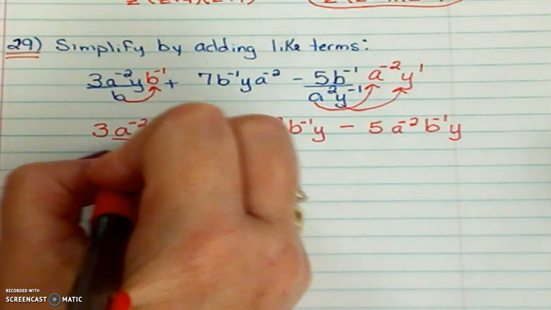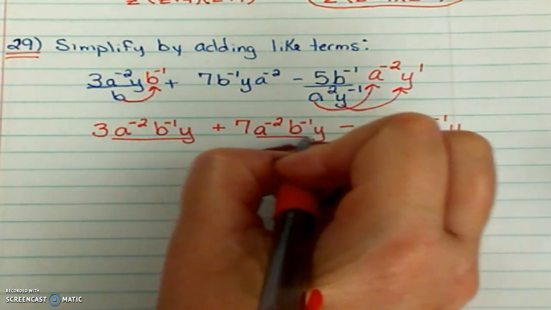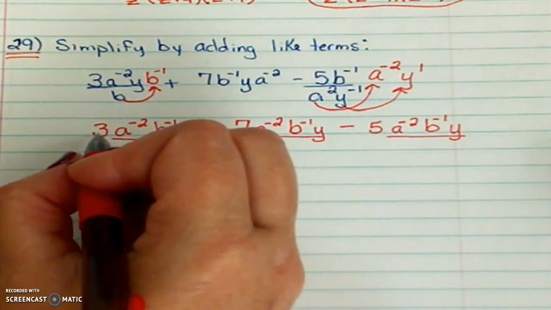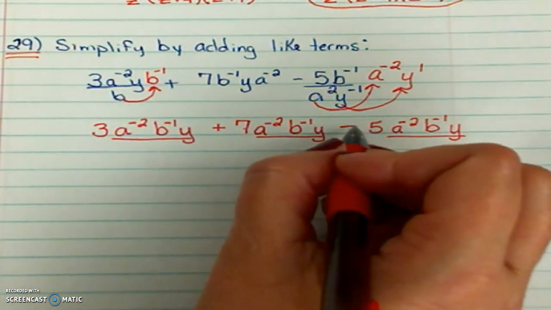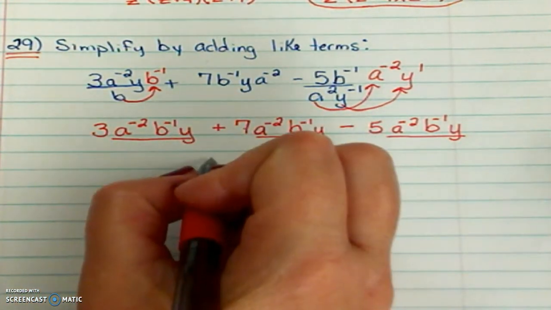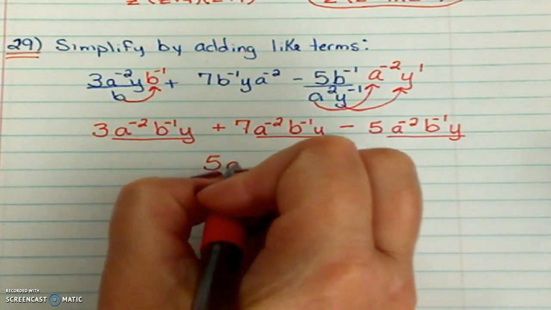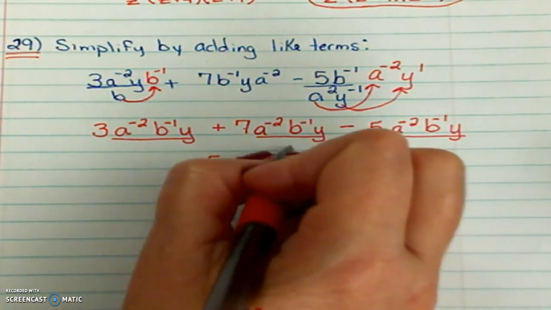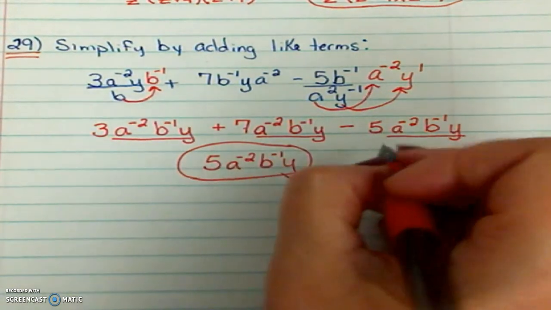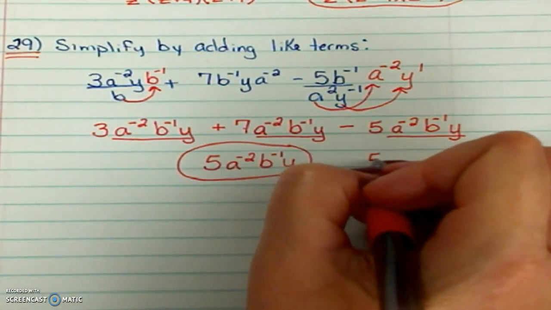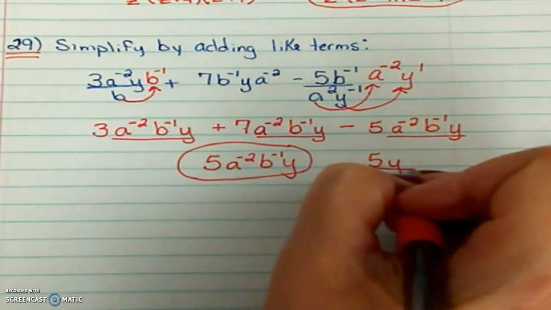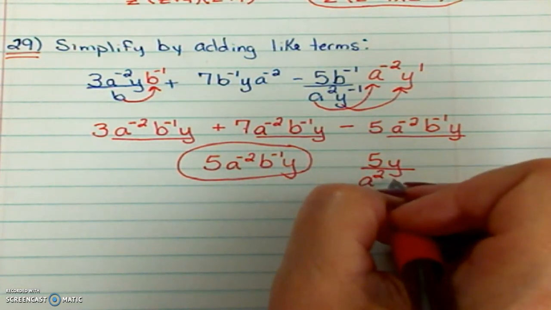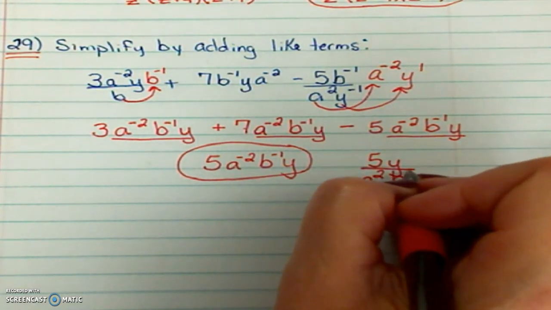So since every single one of these terms is a to the negative second, b to the negative first, y, we just add the coefficients. So 3 plus 7 is 10. 10 minus 5 is going to be 5. A to the negative second, b to the negative first, y. So this could be your answer. Some of you, if you think simplified means you have to have it as positive exponents, which some textbooks say that, you're going to get 5y, a squared, and b to the first power.